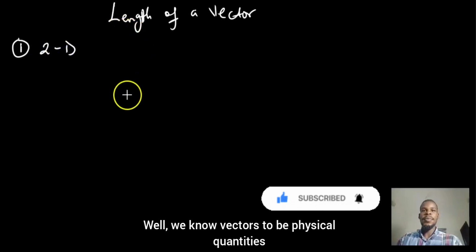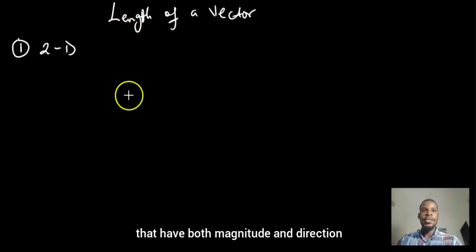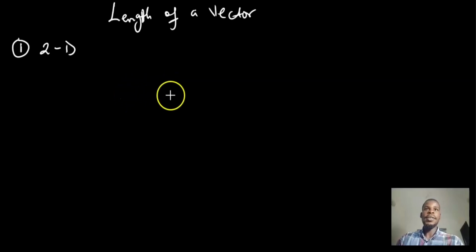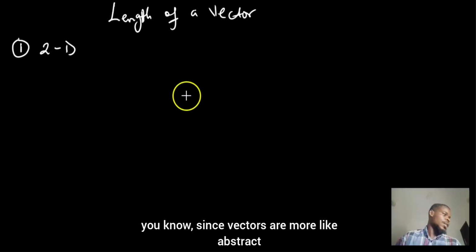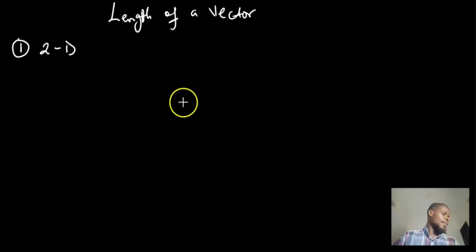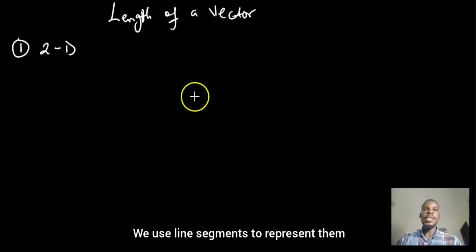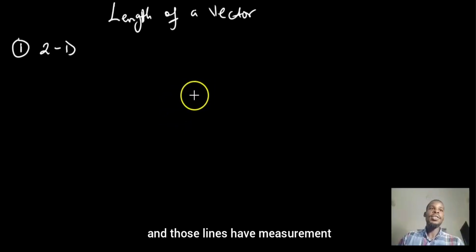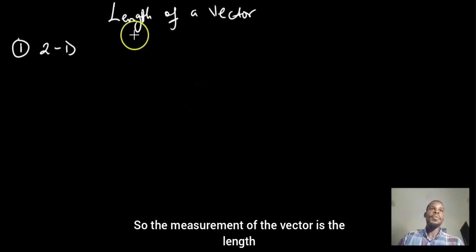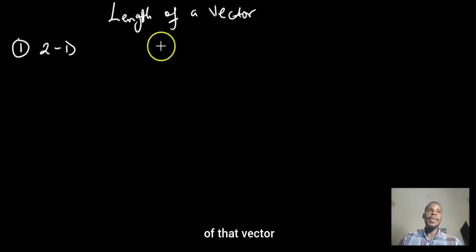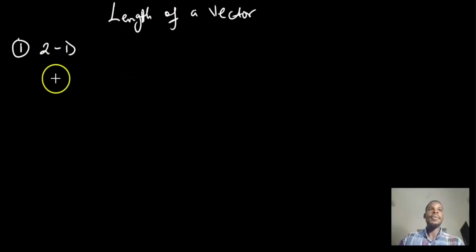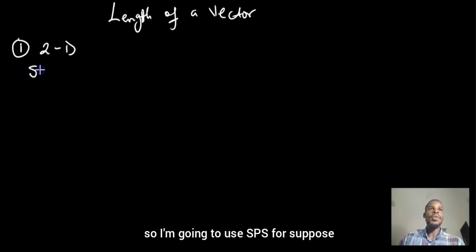Well, we know vectors to be physical quantities that have both magnitude and direction. The magnitude is the length, which is another way of saying the size of a vector. Since vectors are abstractions, we use line segments, that is directed line segments, to represent them, so that they have direction and those lines have measures. So the measurement of the vector is the length of that vector, which is what we call the magnitude of the vector.